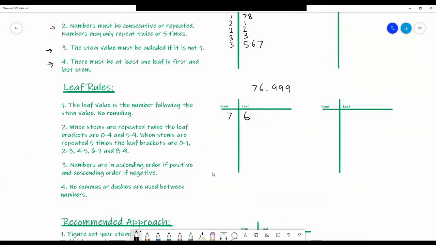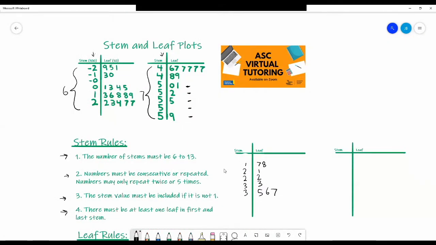Our third leaf rule is that numbers are in ascending order if positive and descending order if negative. Looking back at our example, we see our example on the left. These negative numbers are going down: 9, 5, 1, 3, 0, descending order. But when it gets to the positive end at the bottom, it goes up in ascending order: 1, 3, 4, 5, 3, 6, 8, 8, 9, and so on.